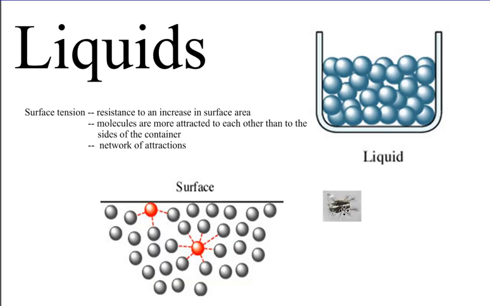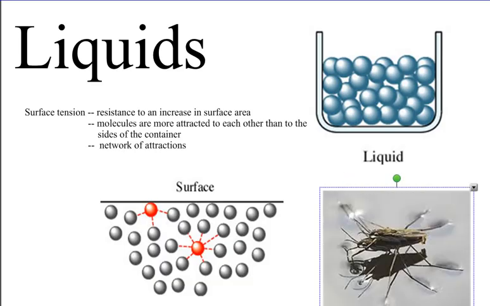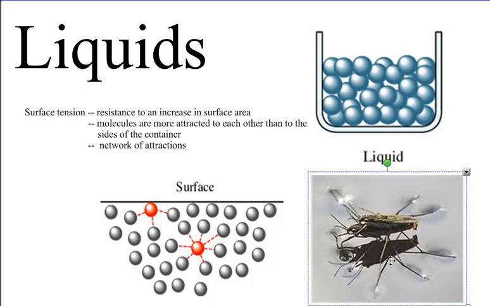Surface tension is what allows water striders, or those bugs you see in the summer, to glide on top of water. They use the surface tension of water, the attraction of the water molecules for the other water molecules below them, to hold it in place, to resist the increasing of the surface area. And the stronger the intermolecular forces, the more it will resist spreading out, because those molecules are more attracted to each other than they are to the sides of their container.